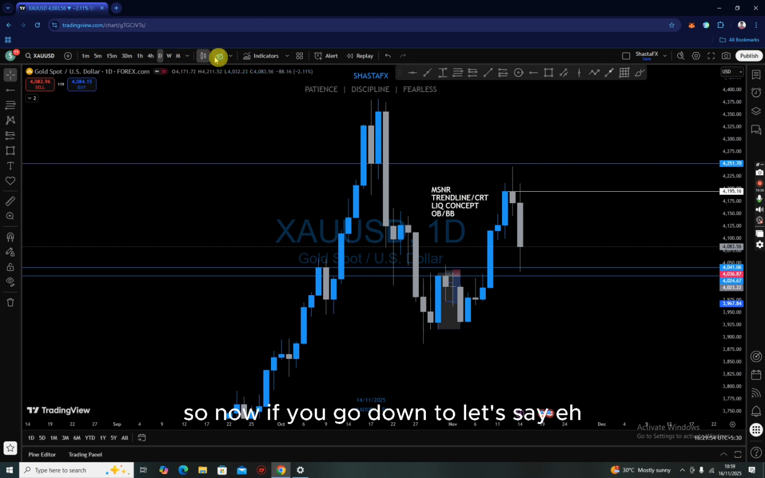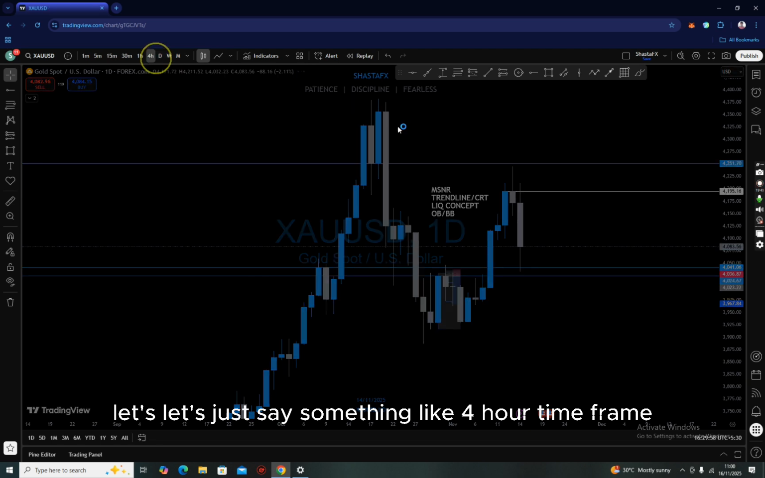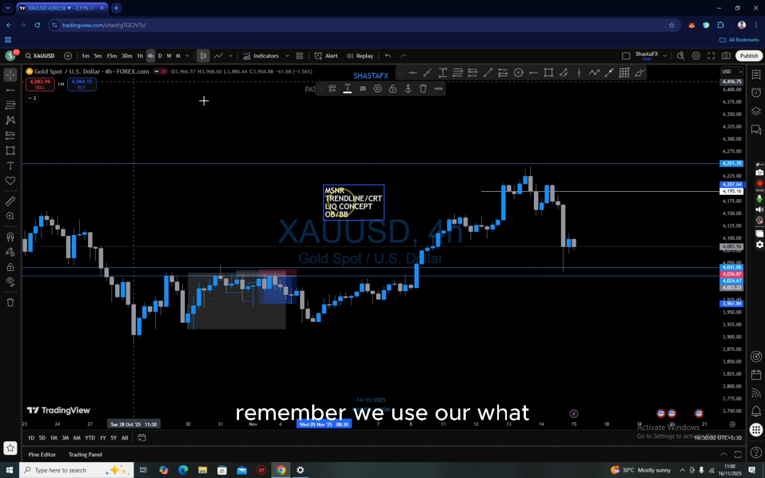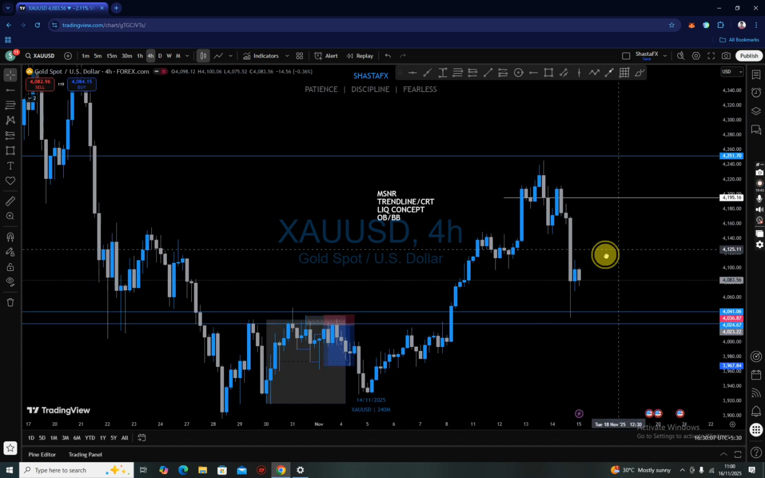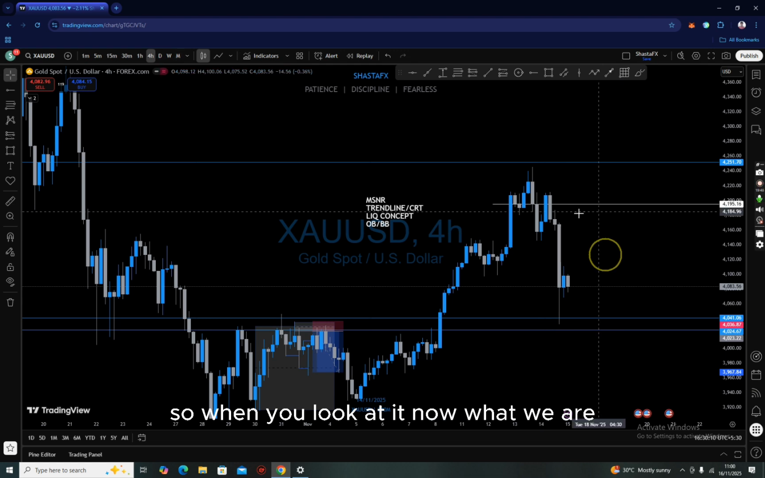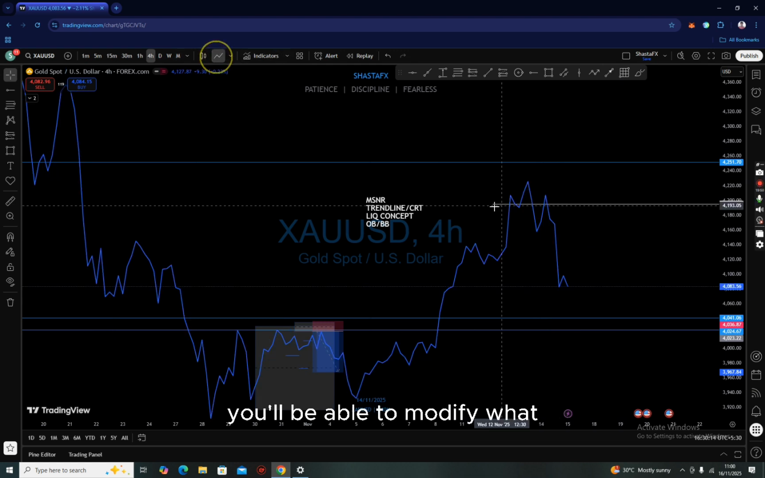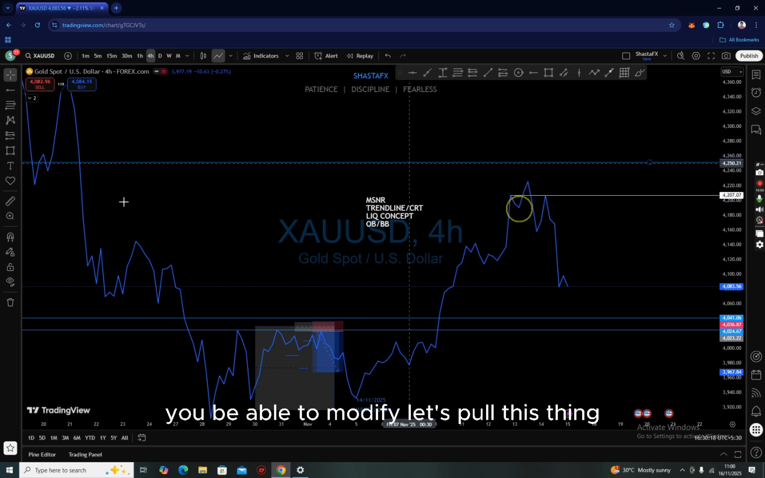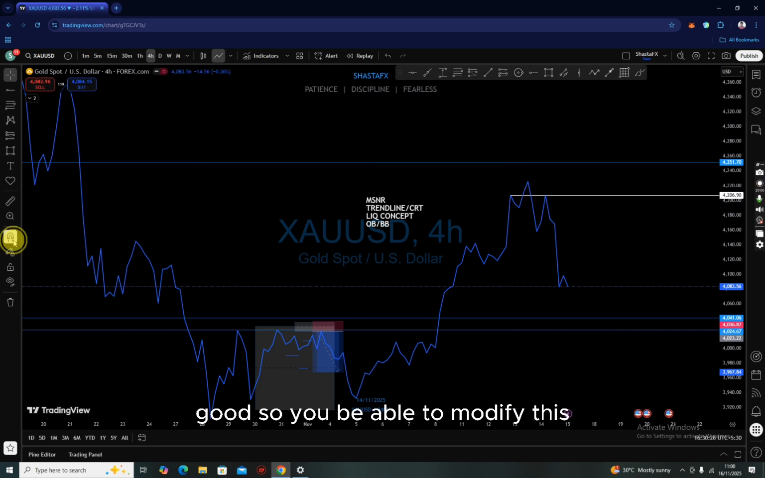So now, if you go down to, let's just say, the 4-hour time frame, let's see it clearly. Using this particular concept, remember we used our MSNR to get this particular zone. When you look at it now, if you turn this into line charts, you'll be able to modify this. Here it is. Let's put this so I can get it correctly. Okay, so you'll be able to modify this.